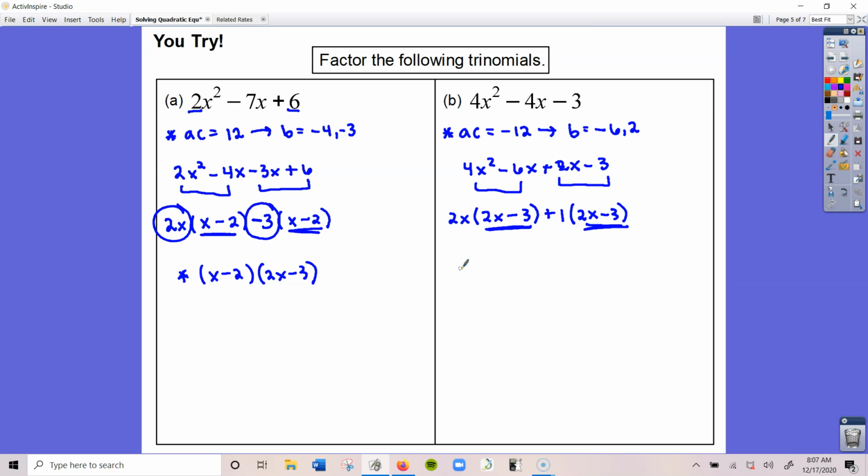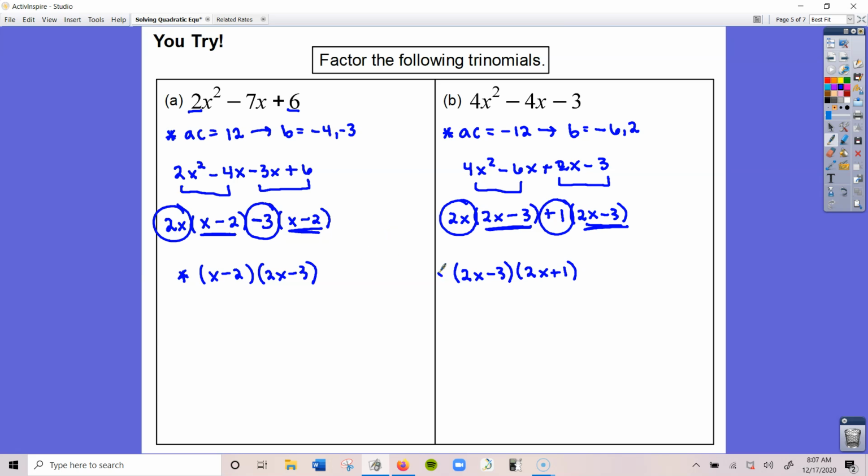So now for our factors, the 2x minus 3 repeats. That is what they have in common. So that's one of my factors. And what's left over, the 2x plus 1, would be my second factor.